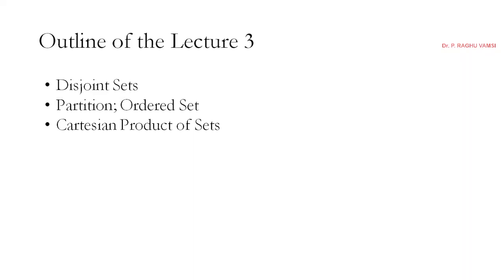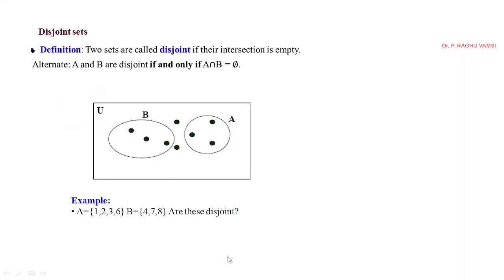So disjoint sets. Disjoint means there should not be anything in common in the two sets. Okay? So then only we can say those two sets are disjoint. Two sets are called disjoint if their intersection is empty. A and B are disjoint if and only if A intersection B is equal to none.